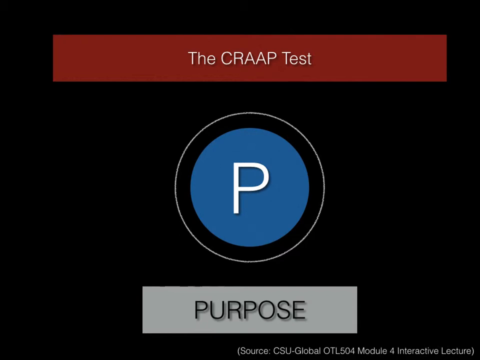Finally, the P in the CRAAP test stands for purpose. You should always evaluate why the information is being presented. Is it to present factual information, assert an opinion, sell a product, push an agenda, or is it to entertain? You should also evaluate the point of view and the possible political, religious, cultural, and personal biases.